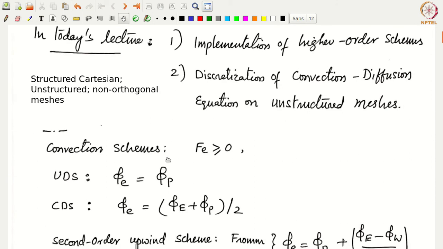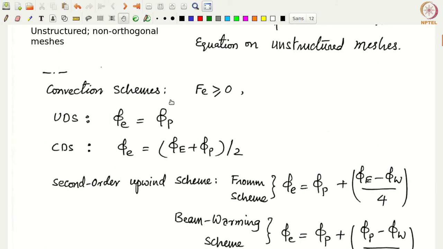So let us review the convection schemes we have looked at in the last class. Essentially, if the flow rate on the east face is greater than or equal to 0, that is, if UE is greater than or equal to 0, we have defined the upwind difference scheme as something that assigns the face value, phi east, as the upwind value, that is phi P, because F is positive, so the flow is going in the positive x direction, so phi little e would be taken as phi P. And if it is a central difference scheme, then the face value of phi would be taken as the arithmetic average of the east and the P cells. So we have phi E plus phi P by 2.